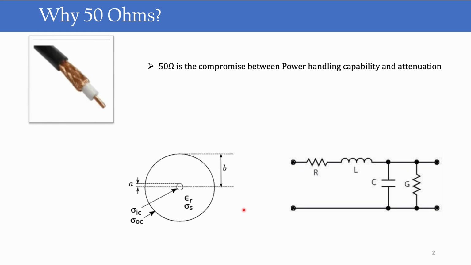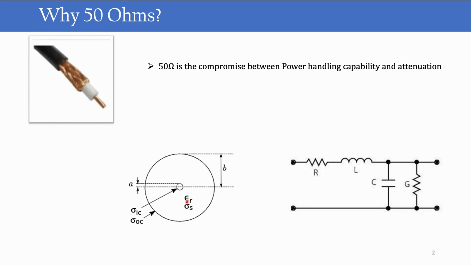Because we always say that 50 ohm is the compromise between power handling capability and attenuation. To theoretically prove that, we have to consider a coaxial cable. A coaxial cable consists of an inner conductor, an outer conductor, and a dielectric in between. This is the cross-sectional view of a coaxial cable. Here we can see an inner conductor which has a radius of a, and this is the outer conductor which has a radius of b, and this is the dielectric.